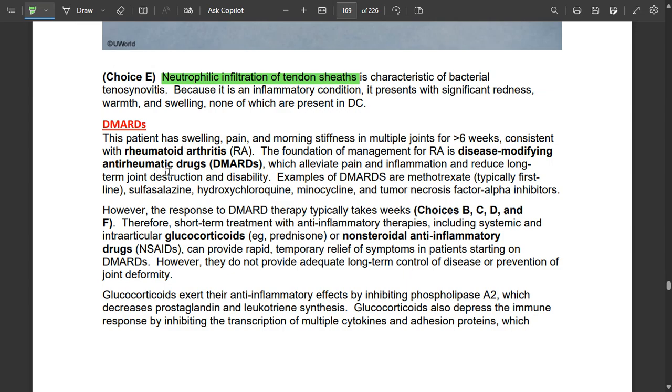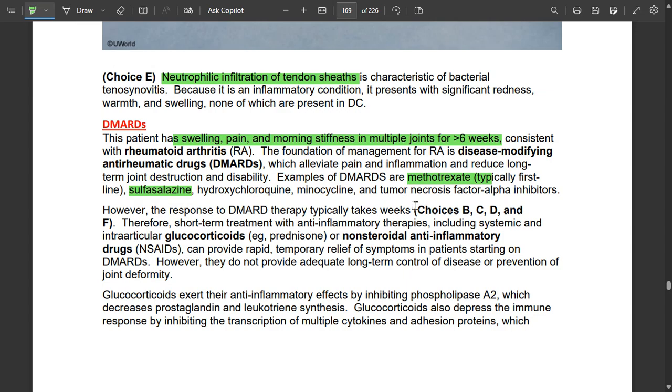So this patient has swelling, pain, and morning stiffness in multiple joints for more than 6 weeks. So multiple joint pain, morning stiffness, swelling, and pain are considered rheumatoid arthritis. The foundation of management is DMARDs, which alleviate pain and inflammation and reduce long-term joint destruction and disability. Examples of DMARDs are methotrexate, typically first line, sulfasalazine, hydroxychloroquine, minocycline, and tumor necrosis factor biologicals, that is TNF-alpha inhibitors.